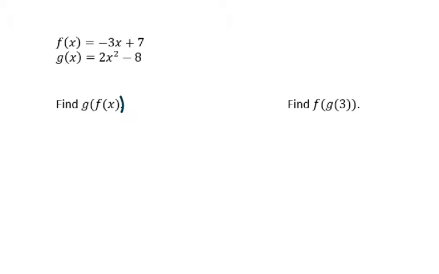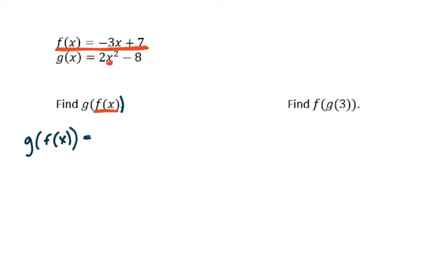What this means is that we are going to take our f of x function, and that is going to be our input in for g of x. So f of x is our input. So anytime we see an x in our g of x function, we are going to substitute f of x, negative 3x plus 7, in for x.